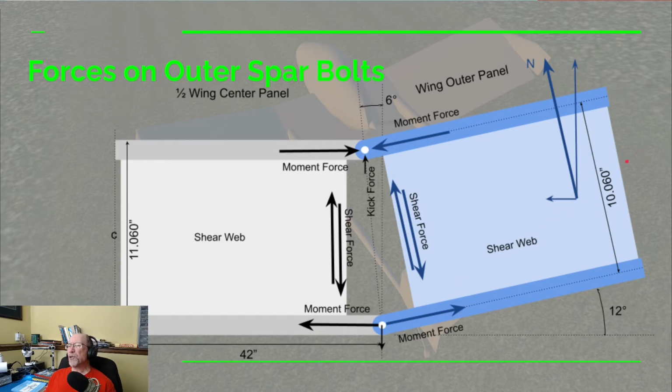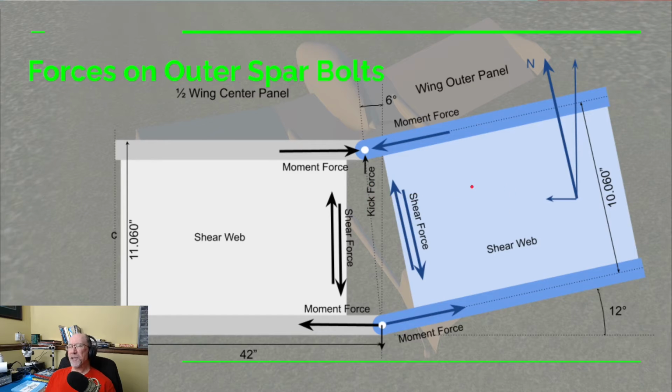And then that lift is also going to be creating shear through the shear web. So these two bolts also have to carry the shear over into the center section. So those are the forces we have to deal with. Things we're not going to worry about just yet are the forces on the center section. We're only going to worry about the outer section.